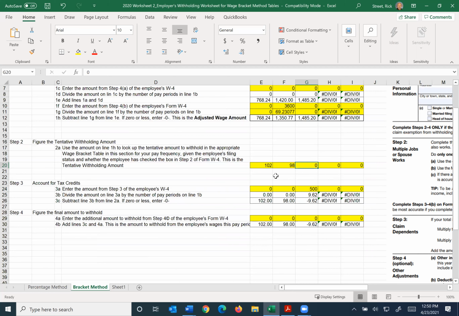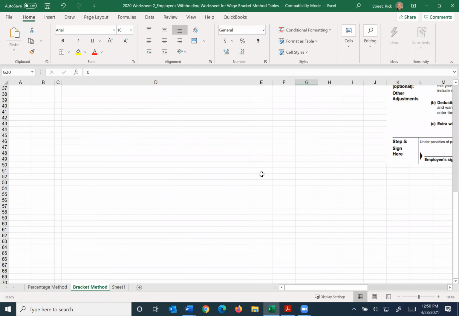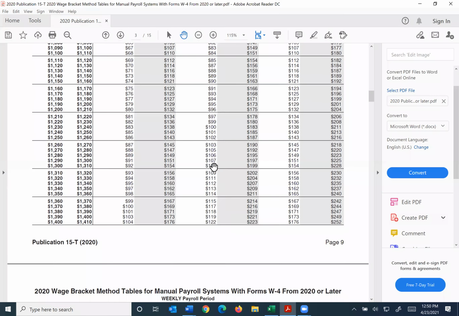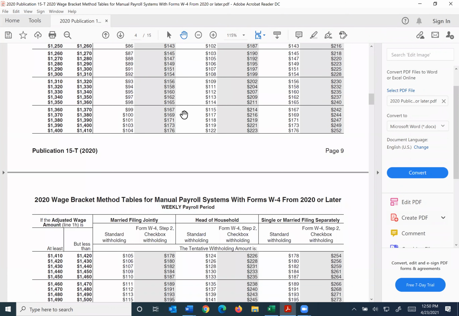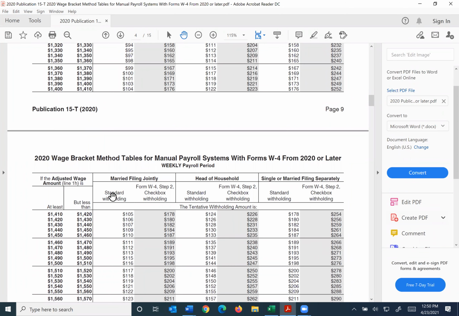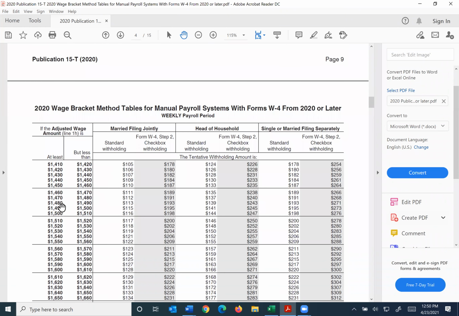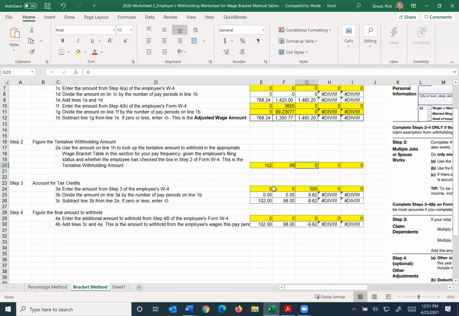We need to find out what the tax deduction is for $1485.20. So again, we use the same table, and she's married filing jointly, and it's a standard withholding. So we're looking for $1485.20. We're very close. $1485.20 falls in between this one here, and we see that the amount of taxes to withhold is $113. Come back here, put in the 113.